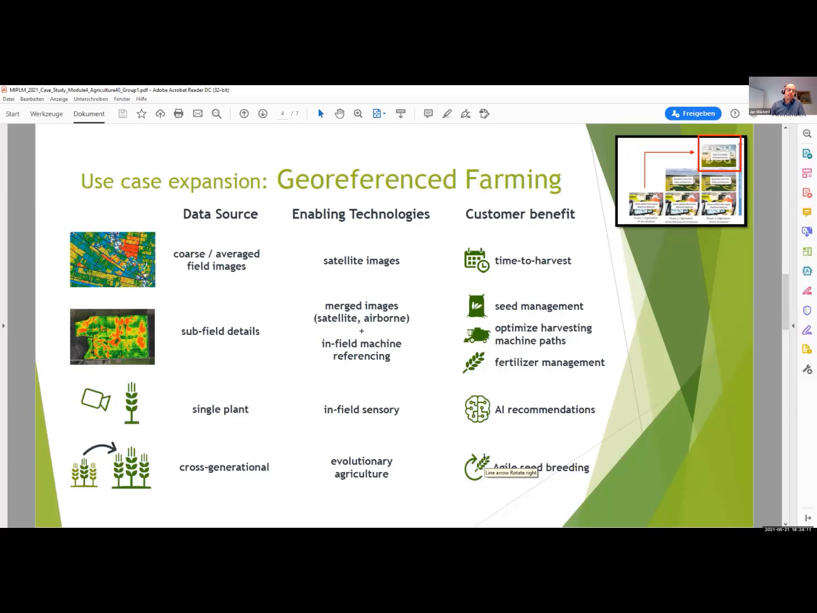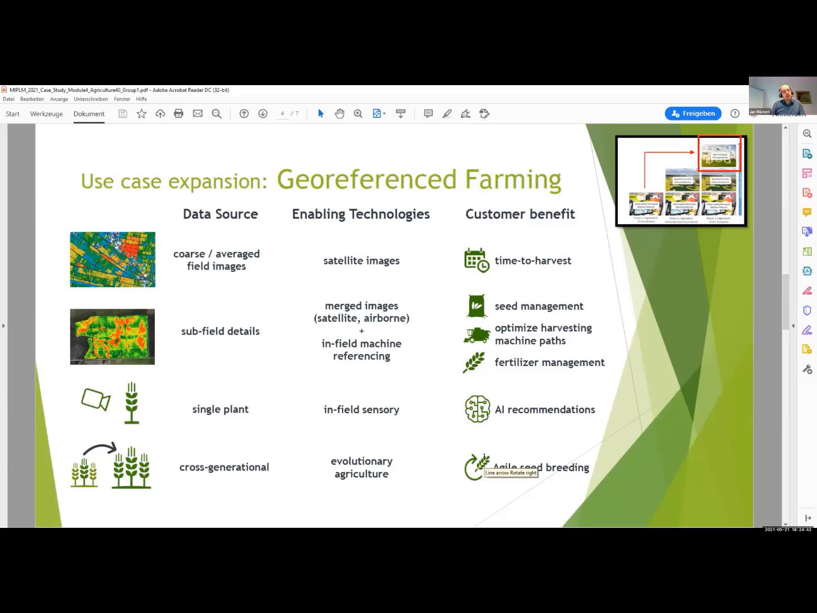we can create something like subfield details that would allow managing the farming within the field, so that we can optimize, for example, the seeding. So create areas with higher degrees of seeding and lower degrees of seeding, decide where to fertilize and where not to fertilize, and where to guide our machines. That would be the first expansion of the use case.